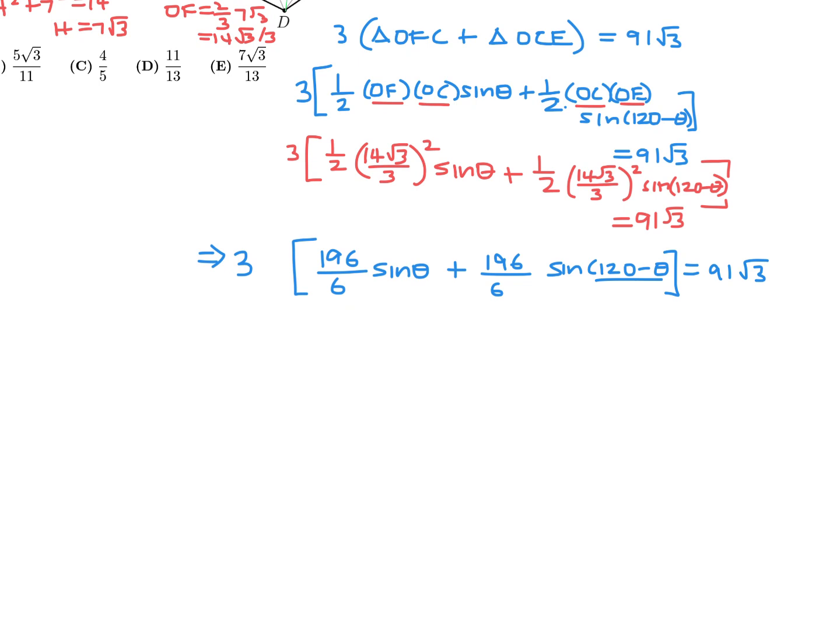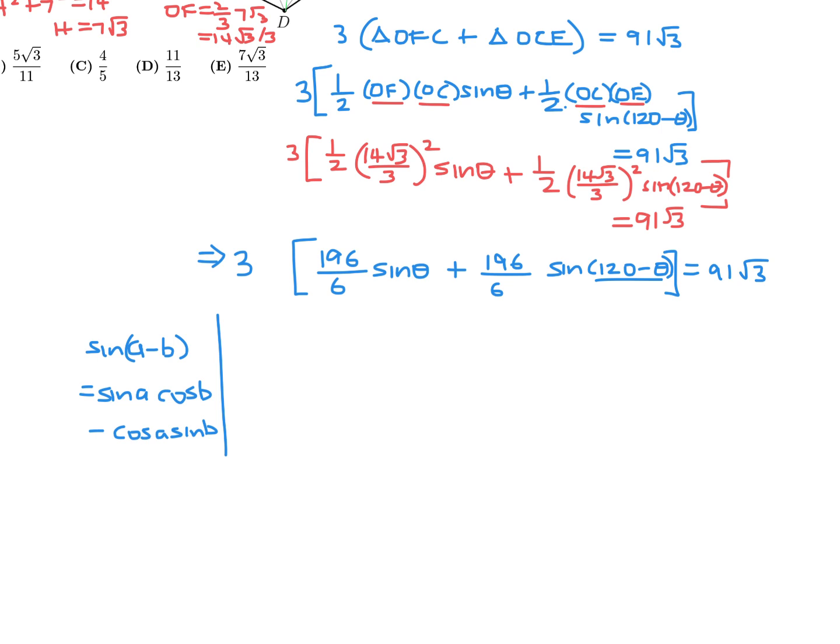That's a huge headache. Well, I guess I have to use some trig identity, which is sine A minus B is equal to sine A cos B minus cos A sine B. Remember that identity? That's what we're going to have to use there. So let me do this carefully here. I don't want to mess this up. Actually, let me get rid of this 3. Let me just put that 3 out here. 91 root 3 over 3. That gets rid of that 3.